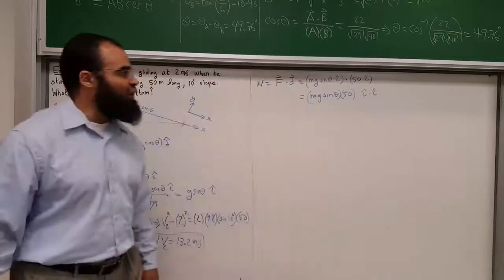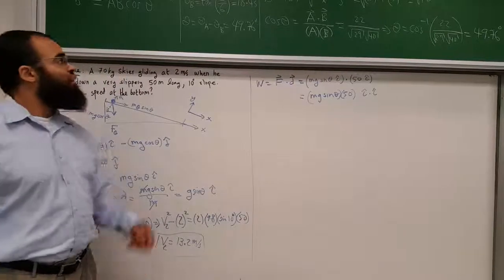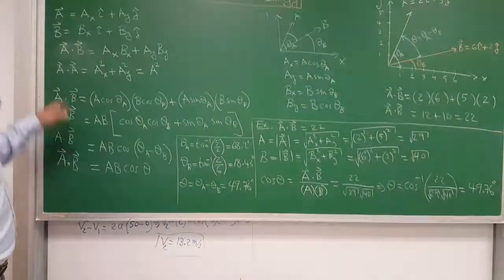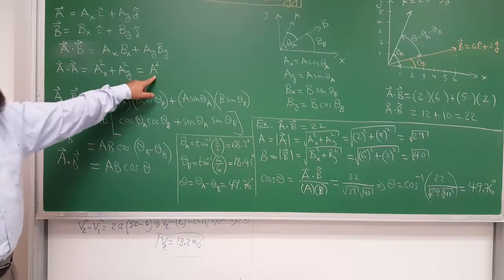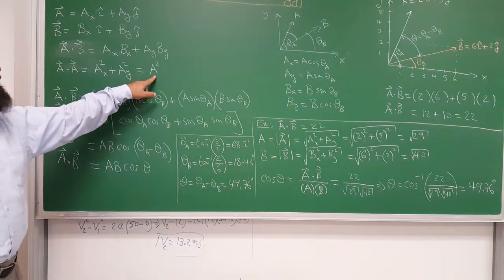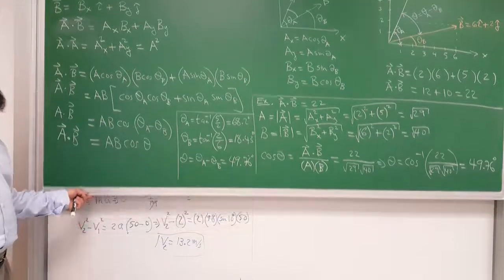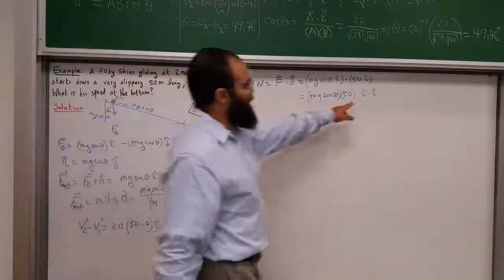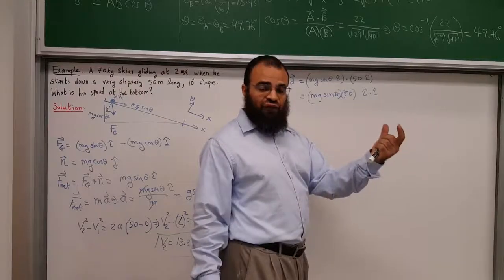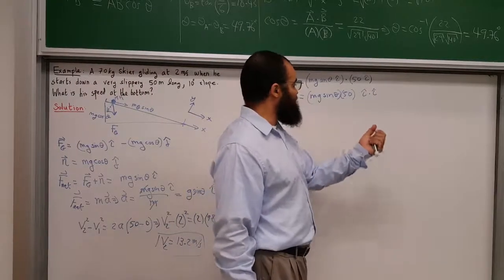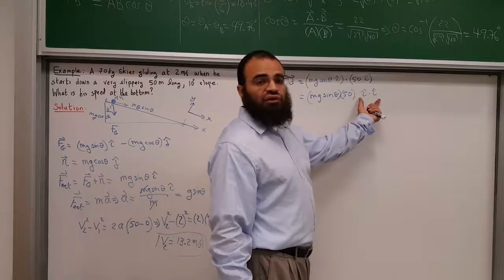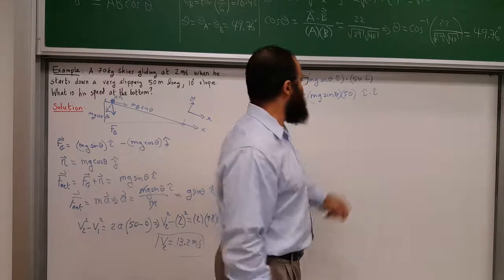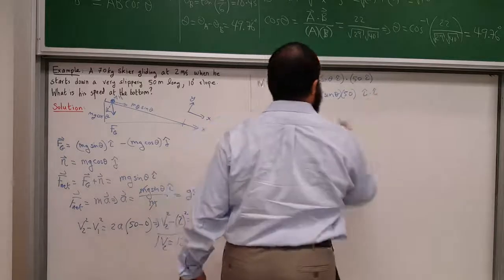Now, what is the dot product of a vector with itself? The dot product of a vector with itself is the magnitude squared of that vector. Remember what i hat was. It's a unit vector. It's a vector of length 1 in the x direction. So what's the magnitude of i hat? Well, it's 1. So it's 1 squared, that's 1. So this part here is just 1.